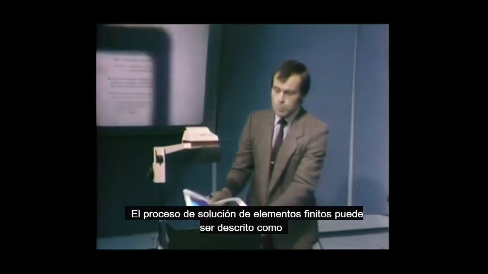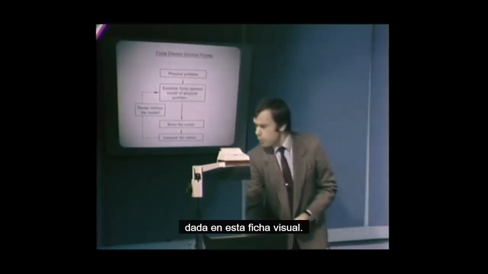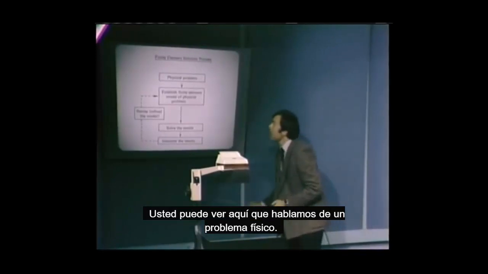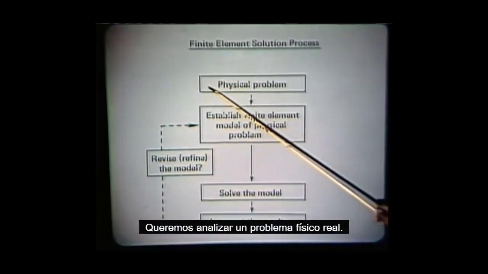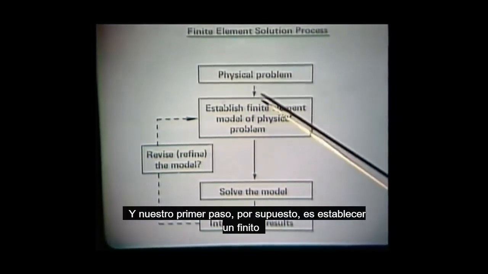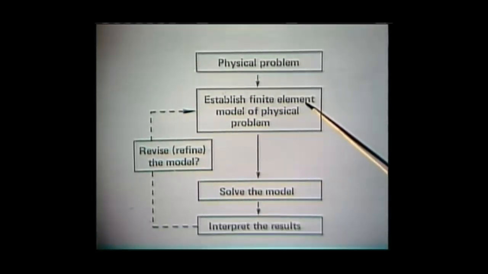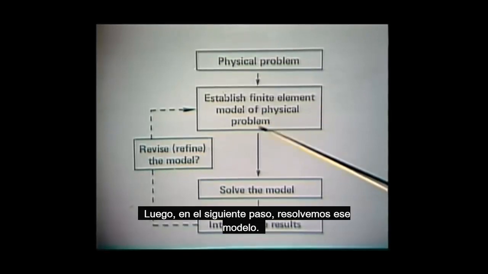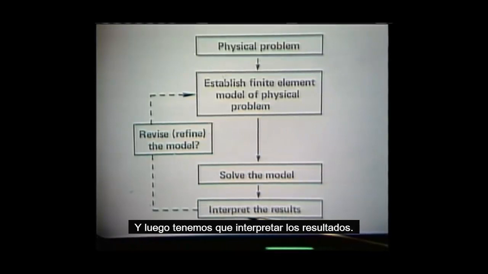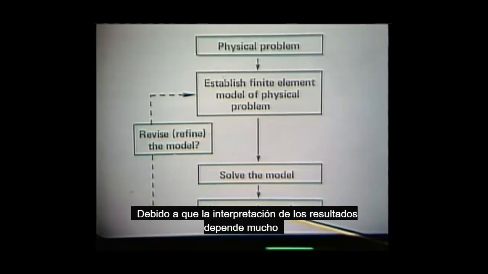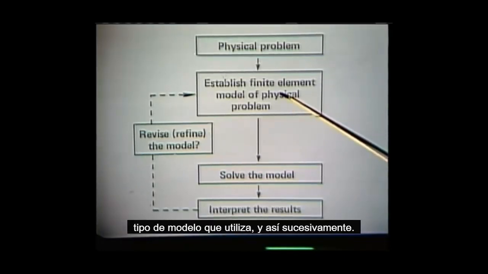The finite element solution process can be described as given on this view graph. You can see here that we talk about a physical problem. We want to analyze an actual physical problem, and our first step, of course, is to establish a finite element model of that physical problem. Then, as a next step, we solve that model, and then we have to interpret the results. Of course, the interpretation of the results depends very much on how we established the finite element model, what kind of model we used, and so on.